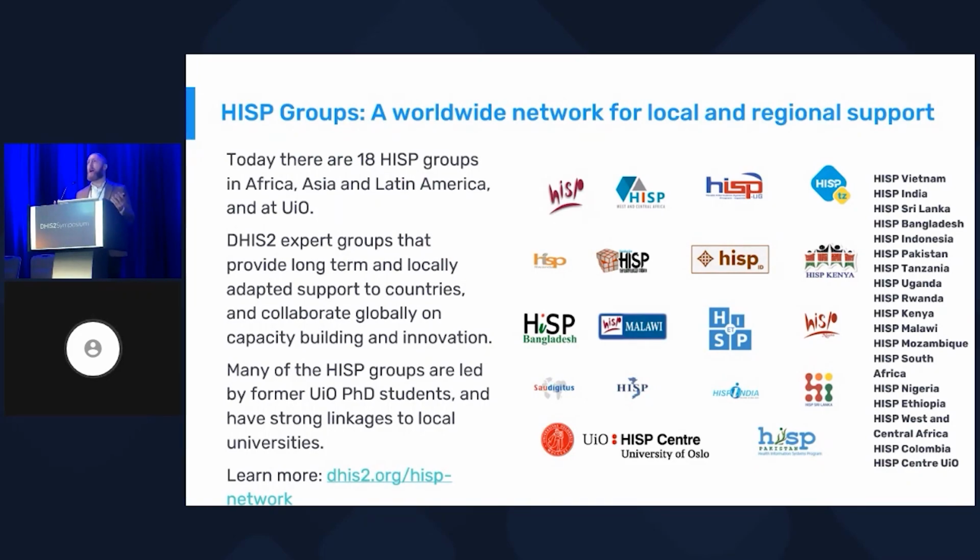Sometimes people ask us, how do we become a HISP group? Well, the answer is you probably don't. There needs to be a local person who lives there who will be able to operate as a HISP. There is a HISP US, but it's just one guy, Jim. You don't see the HISP US logo there because we're focusing on those in-country teams.